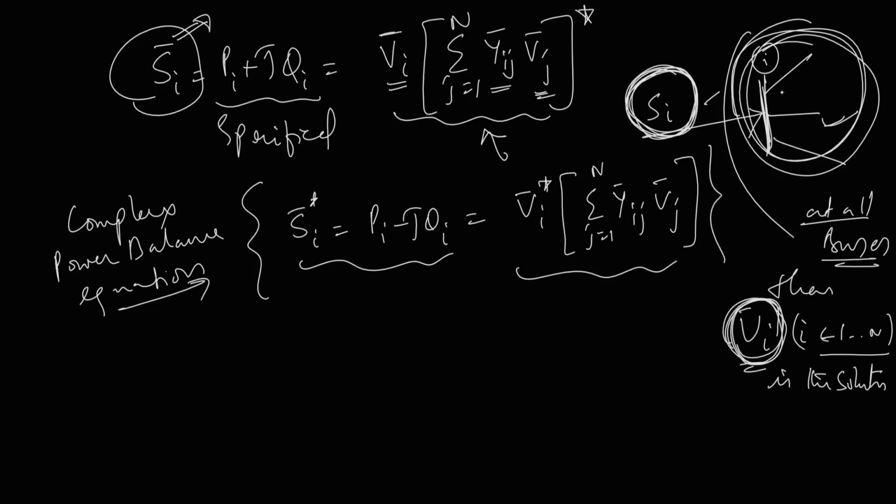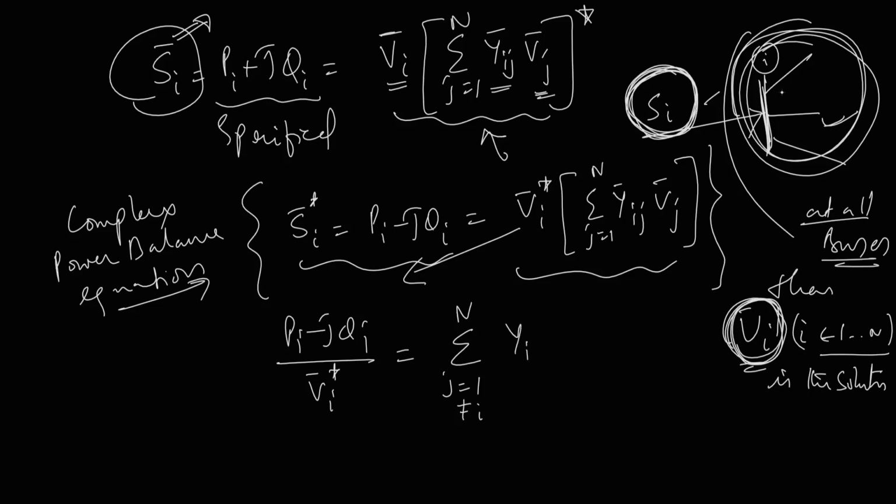Instead of writing the equations like this, I rewrite this equation as Pi minus jQi by Vi conjugate, bringing this over here, equals the summation j equals 1 to n, j not equal to i, of Yij Vj plus Yii Vi. I am excluding this term from the summation.